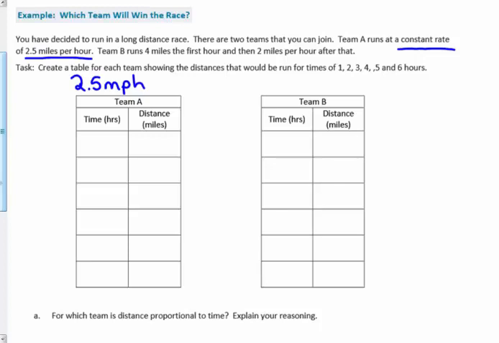The task is create a table for each team showing the distances that would be run for times 1, 2, 3, 4, 5, and 6 hours. So I'm going to do that first on each of the tables.